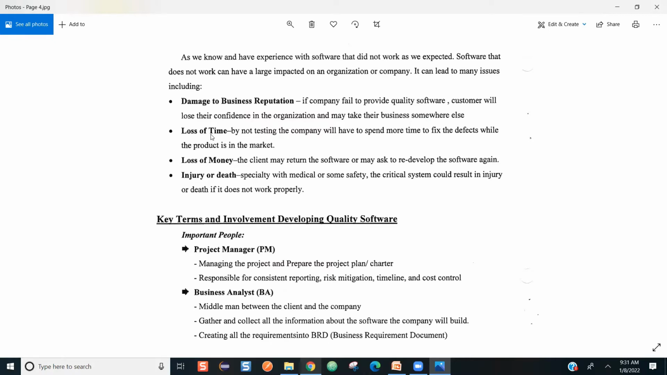So, loss of time. If the company does not test the software, it will have to spend more time to fix the defects while the product is in the market. Already you spend some time and money on testing. When the application is live in production and end users are using it, fixing it is more expensive, so you have to spend more time and more money. So, loss of money, and sometimes injury and death, not always. These are the key points, actually.